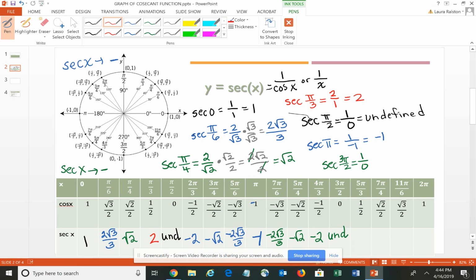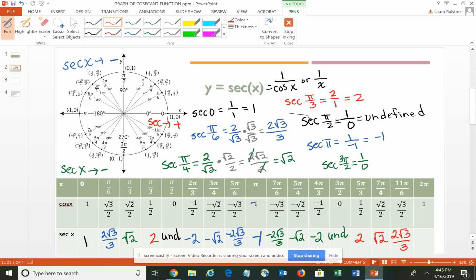Finally, in the fourth quadrant, my cosine is positive, so the secant would be positive in quadrant 4. At 5 pi thirds, we would have +2 as the secant of 5 pi thirds. The secant of 7 pi fourths would be positive square root 2. Secant of 11 pi 6 would be 2 square root 3 over 3. And then I'm back around to 2 pi or 0, where we already know that the secant is 1.